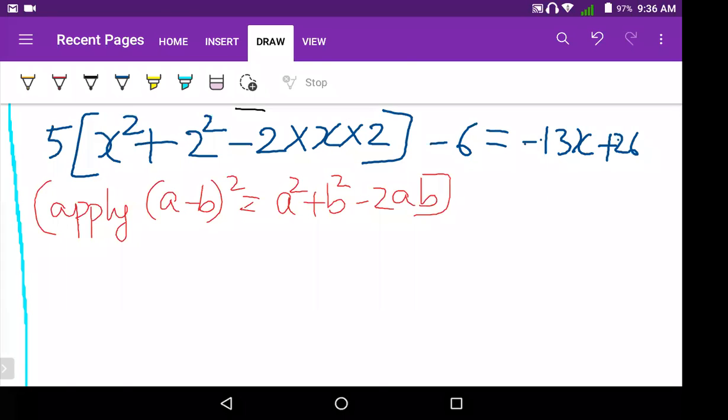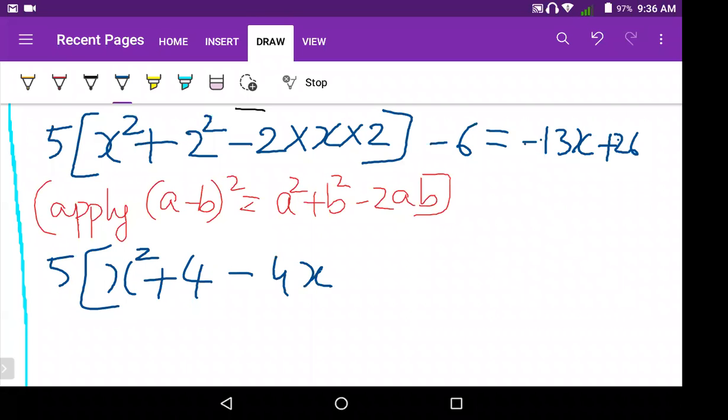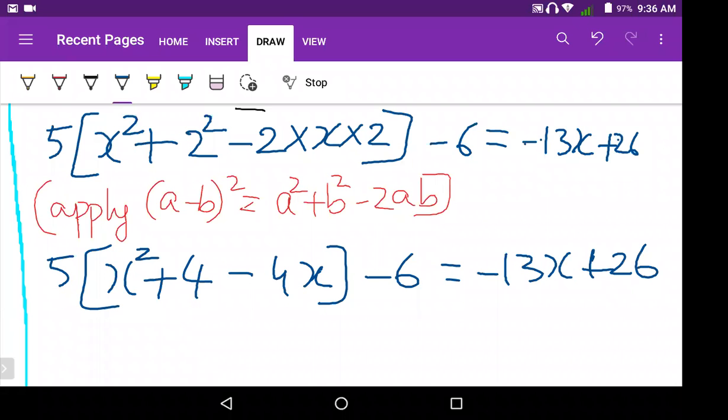Okay. Now, going on to the next step, we have 5 into x square is 5x square. Before that, we have to get this expression into a format. So 5 into x square plus 2 square is 4, minus 2 into 2 is 4. So 4x minus 6 is equal to minus 13x plus 26.